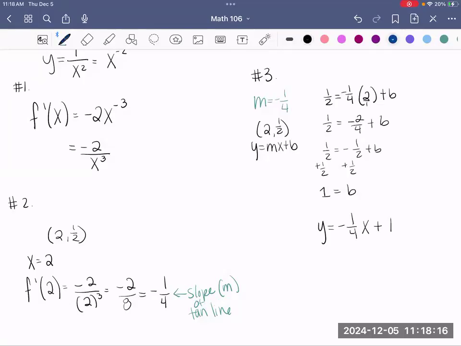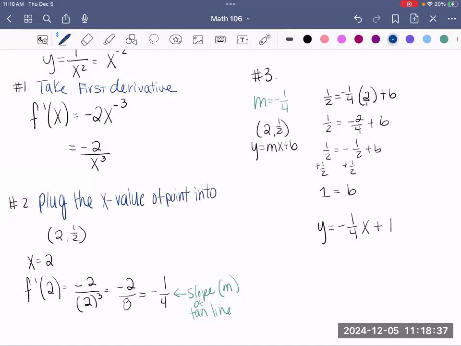So, a brief overview. Step 1, take the first derivative. Step 2, plug the x value into the first derivative. Step 3, use your m and point to make the equation.